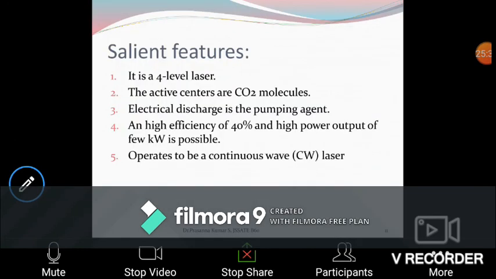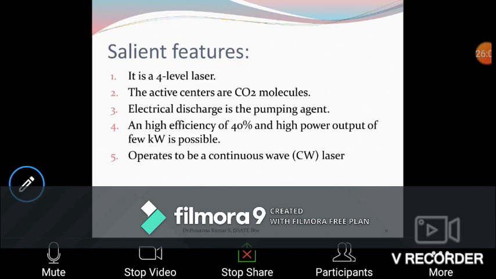So now, what are the features of this CO2 laser? It is said to be a 4-level laser. I'll tell you how. In the active medium, the CO2 molecules are the active centers, where the required laser output, either 9.6 or 10.6 wavelength, is created. The CO2 molecules are the active centers.